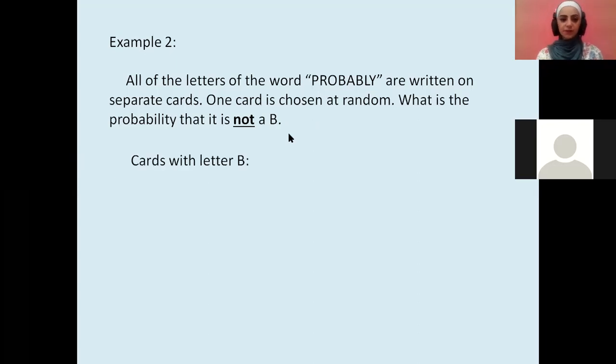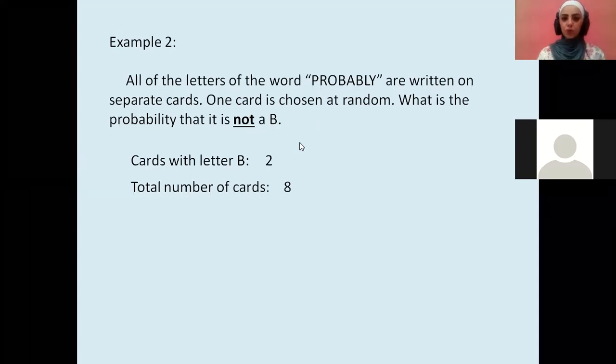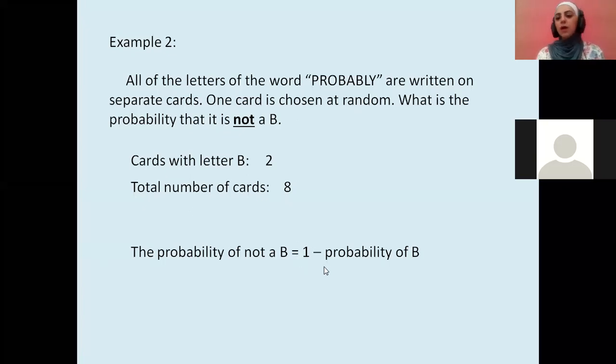Excellent, Muhannad. So the cards with letter B are 2 cards. We have 2 B's, and the total number of cards is 8. But we don't need the B's. We need to take away the B cards. So the probability of not choosing a B is 1 minus the probability of getting a B, as we said last time. So 1 minus 2/8 is 6/8, or 3/4 in simplest form if you want to simplify it. If the question didn't mention anything about the simplest form, just keep it as is, 6/8.